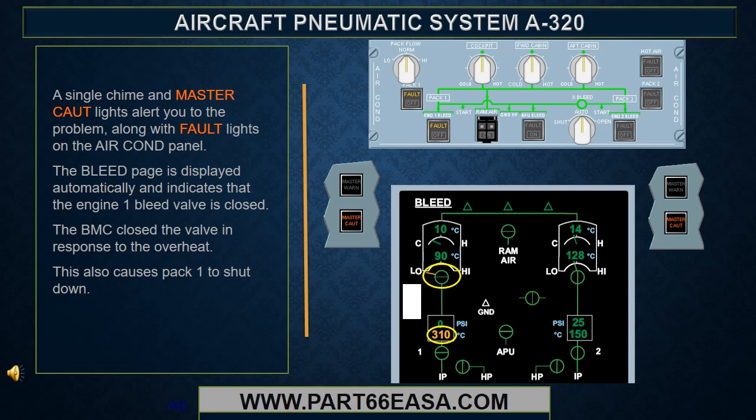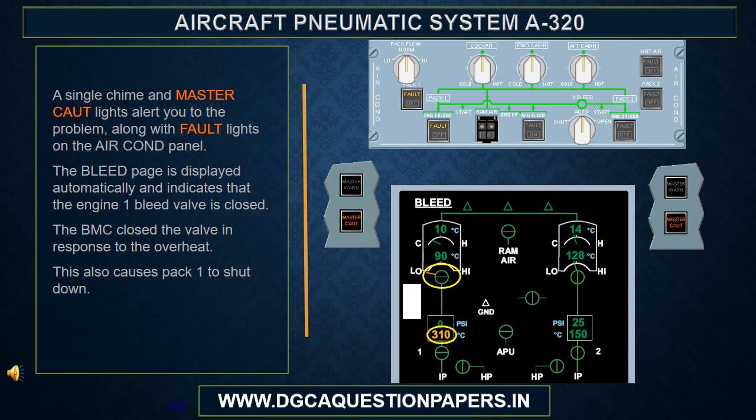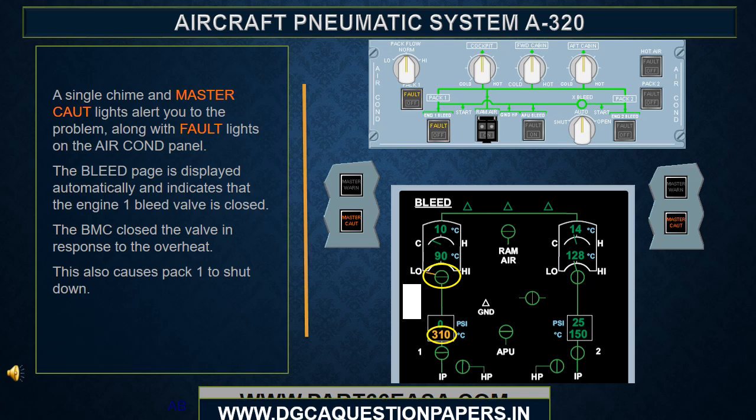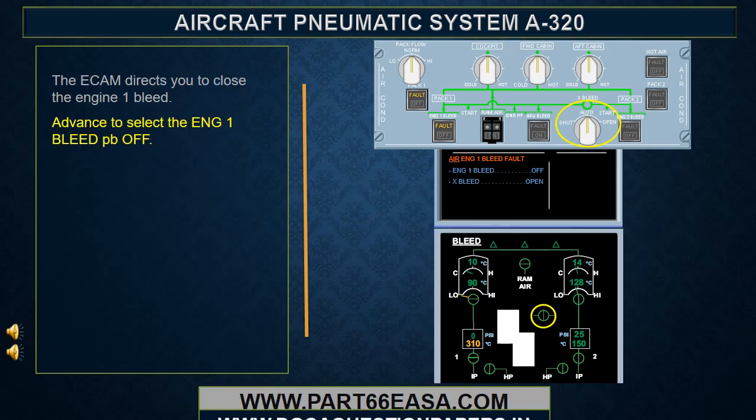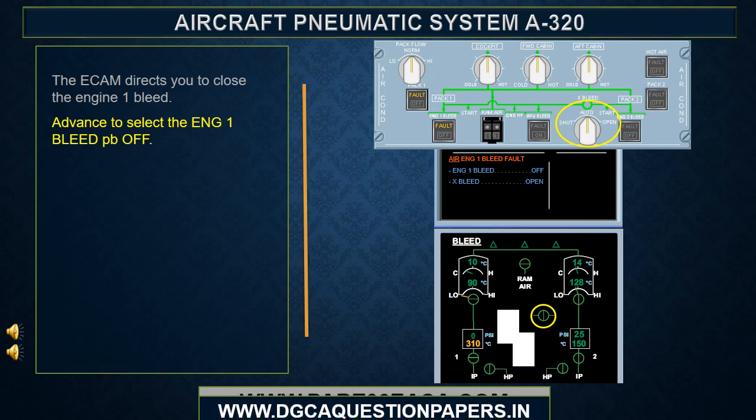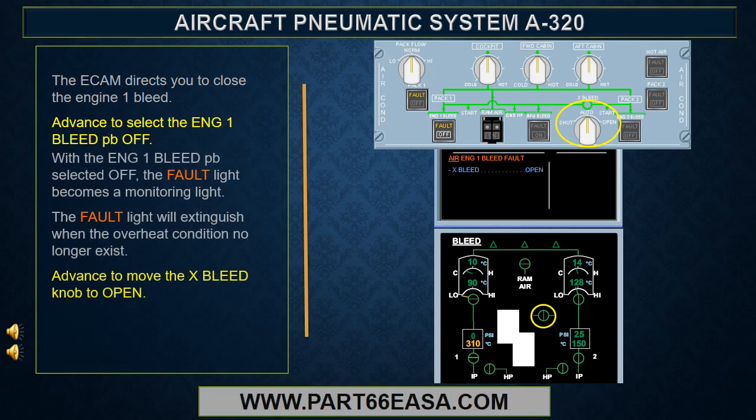The BMC closed the valve in response to the overheat. This also caused pack 1 to shut down. The ECAM directs you to close the engine 1 bleed. Advance to select the engine 1 bleed PB off. With the engine 1 bleed PB selected off, the fault light becomes a monitoring light. The fault light will extinguish when the overheat condition no longer exists.